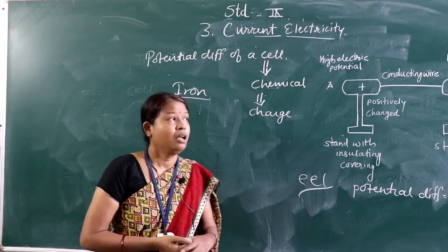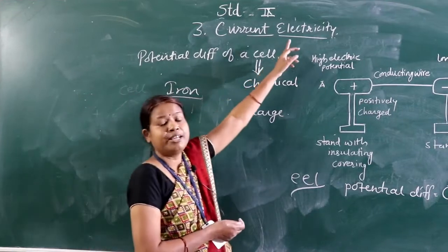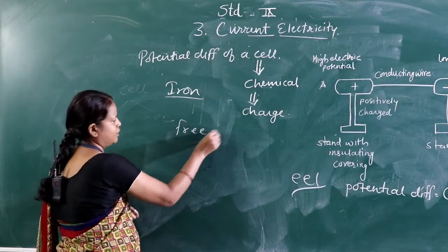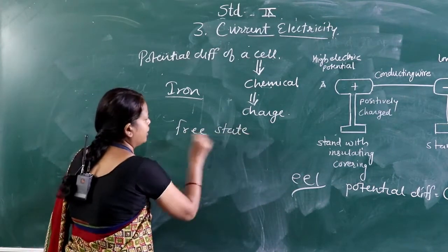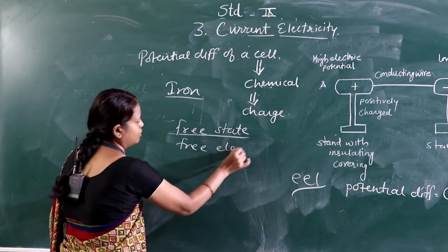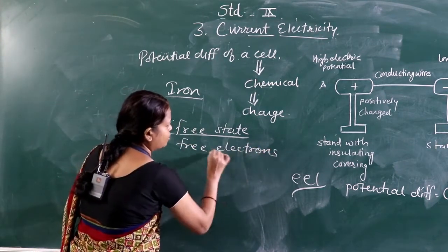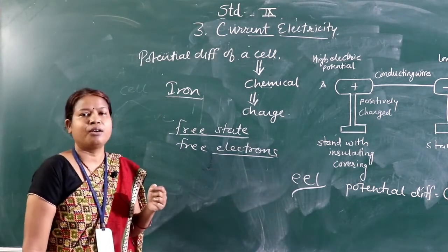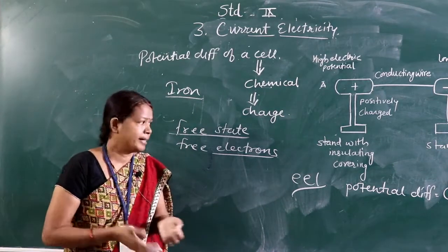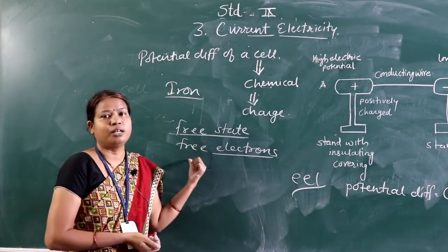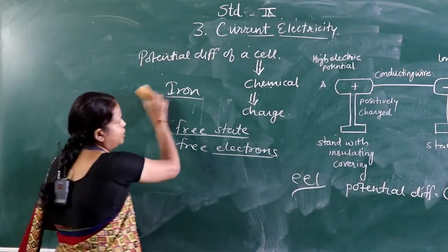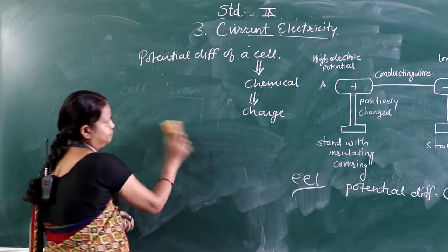Our answer is that the electrons which carry the electricity are in the free state. They are called free electrons. For example, if we have an iron nail, the iron nail also contains electrons, but at that time those electrons are called free electrons. Now let us draw one diagram from which we can understand.